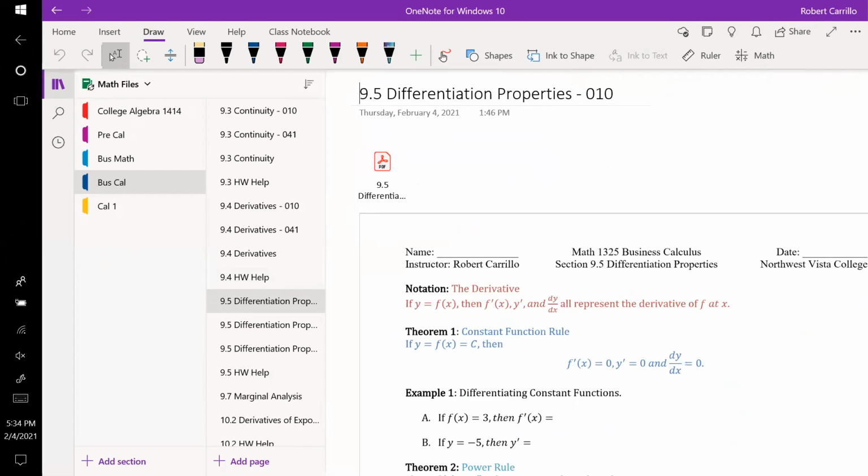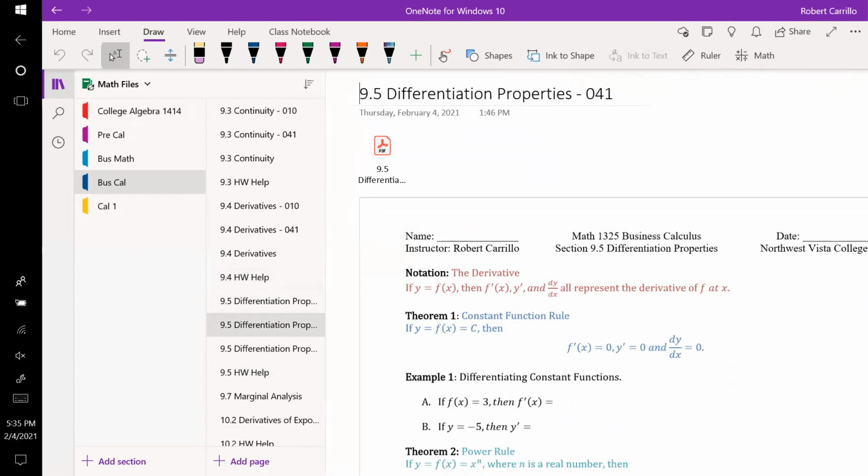All right. So we are doing 9.5 today. Doesn't really matter. So I will post those notes in the chat for you to download and follow along with. 9.5. There you go.